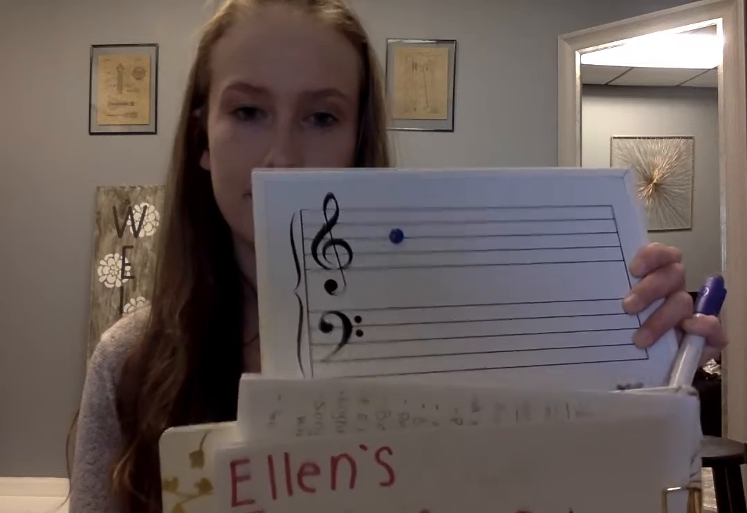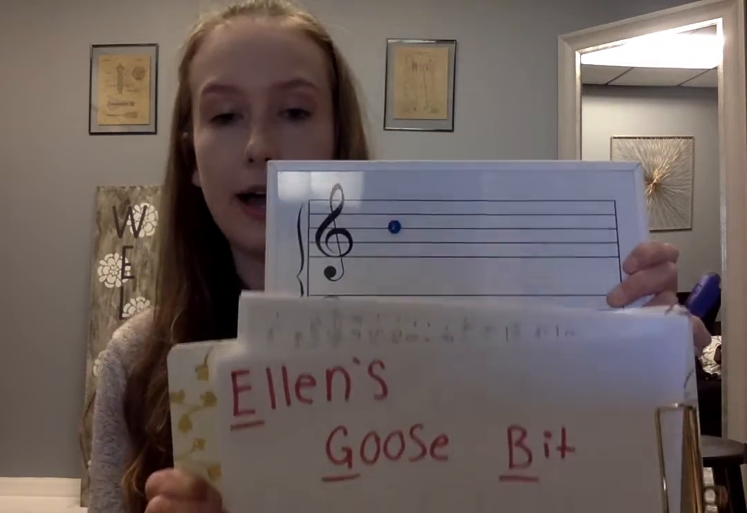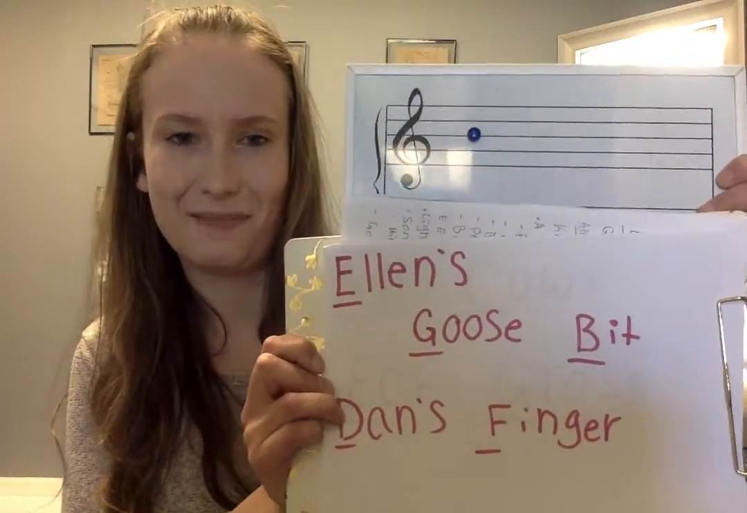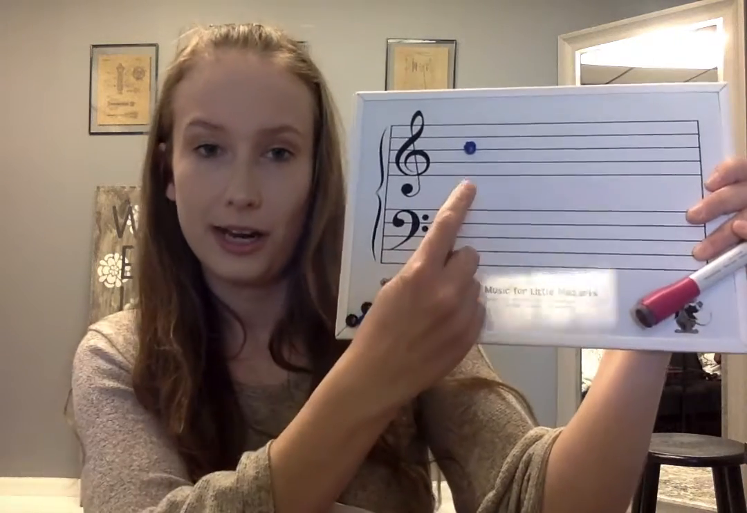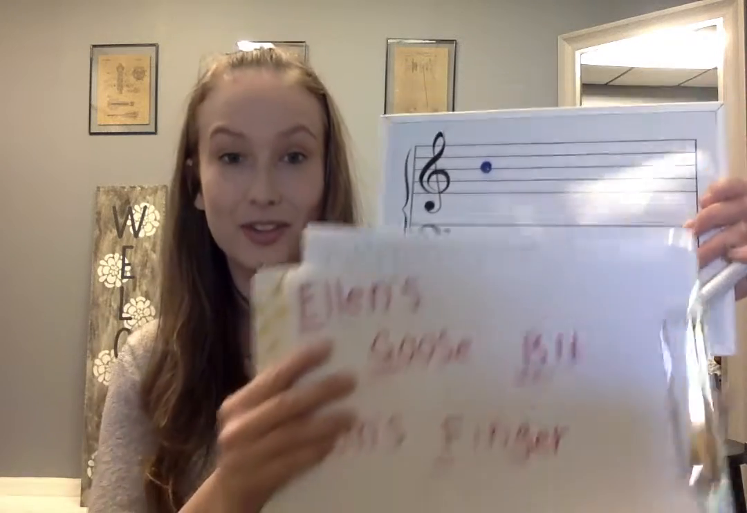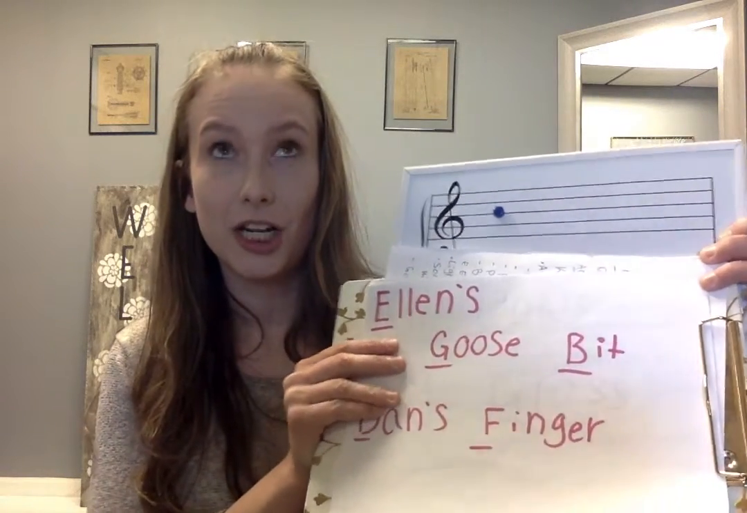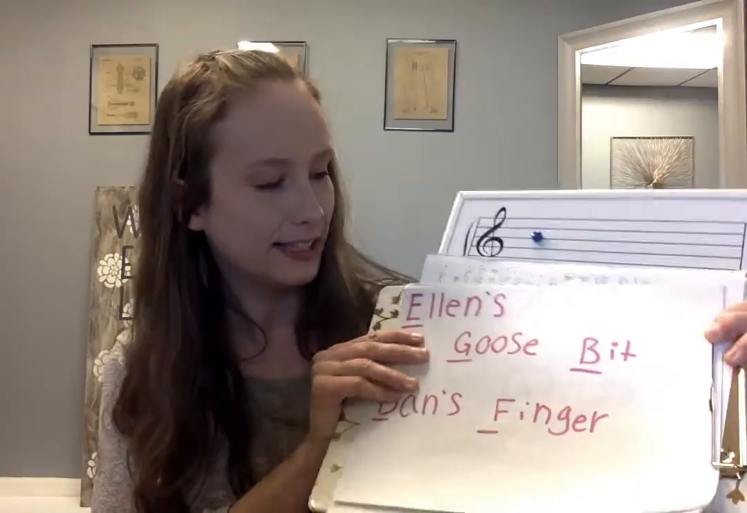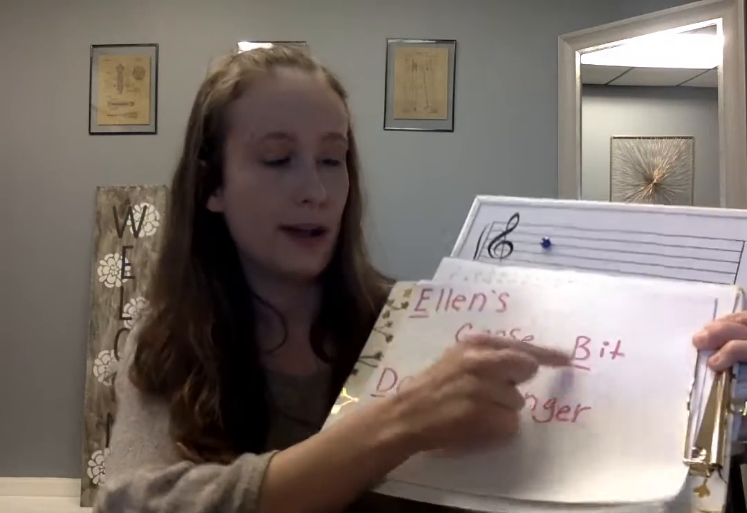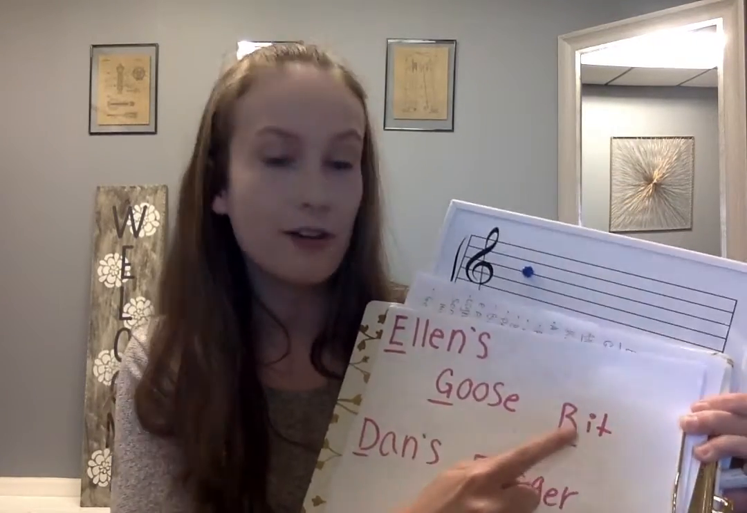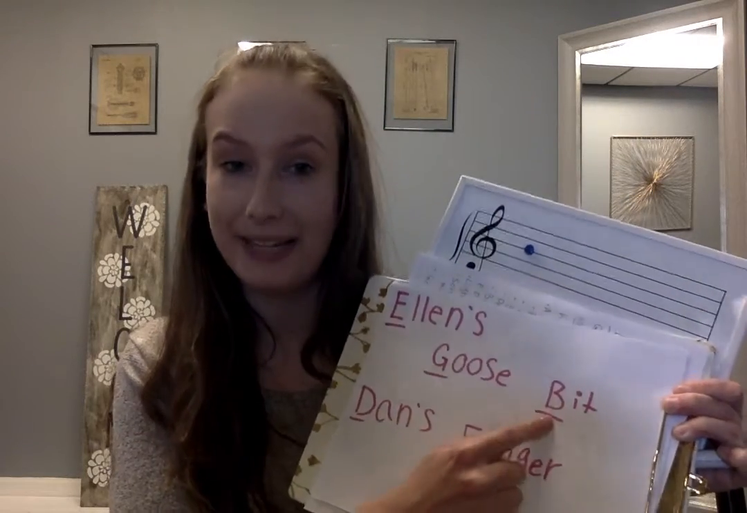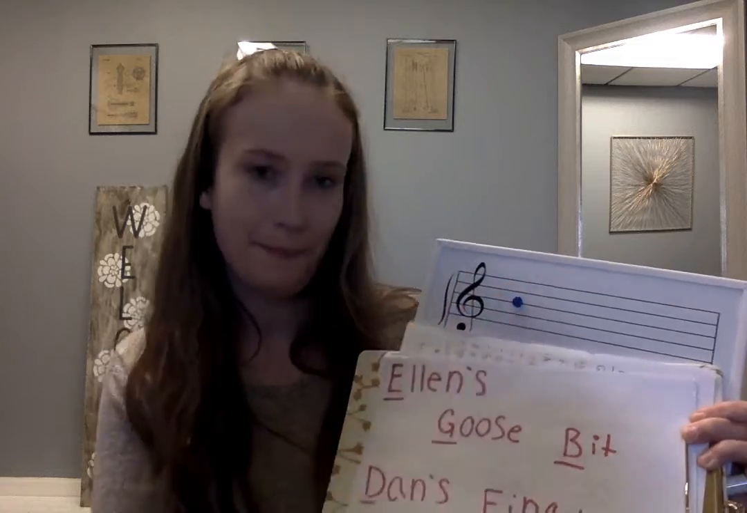And so we need to figure out which line this is on. I'm going to hold this up a little bit higher. So if we count up from the bottom, it's 1, 2, 3. It's that third line. So we need to figure out the third word of our sentence, which is Ellen's goose bit. It'll be this word right here. And our first letter of that word is B. So this one's a B.